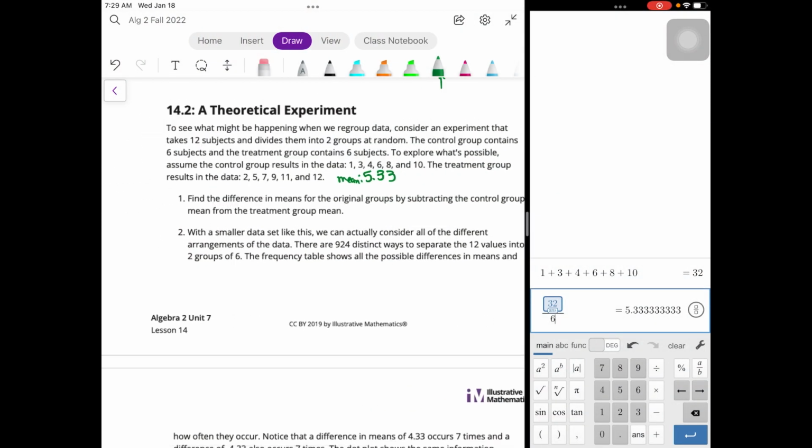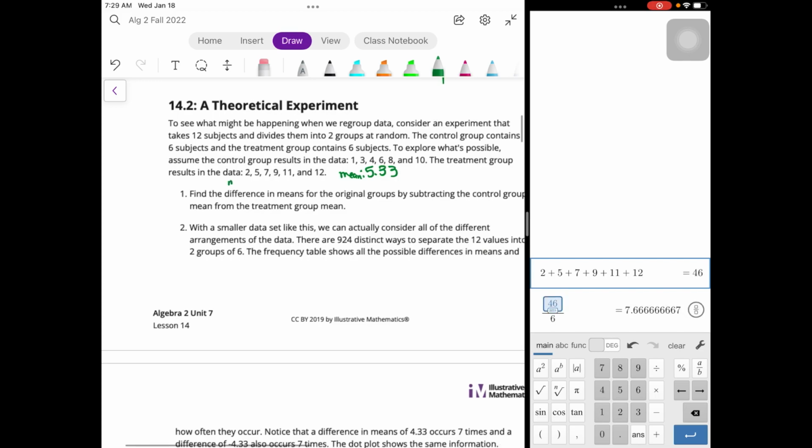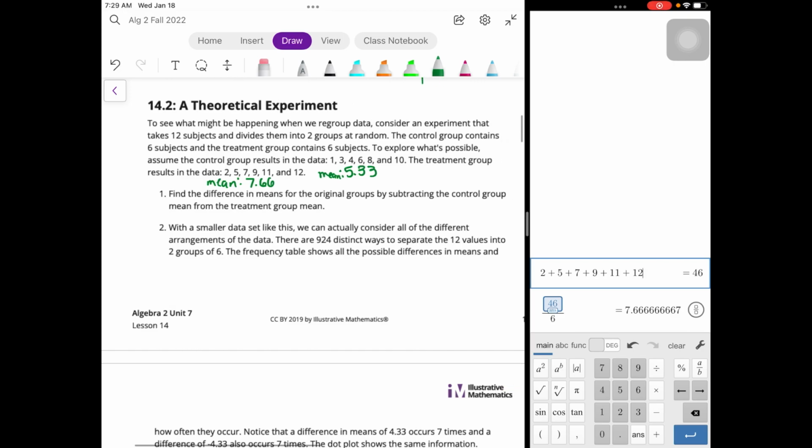And then I'm going to find the difference for the second group. 2 plus 5 plus 7 plus 9 plus 11 plus 12. And that's about 7.66. We're going to truncate instead of rounding. All right, and then when we subtract those, we get 2.33 is the difference between the means.